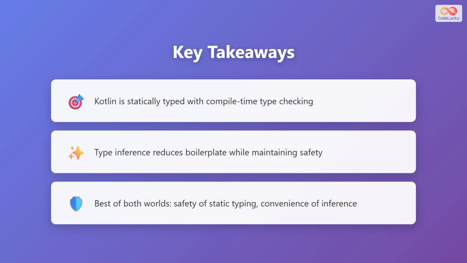Let's recap the key points. First, Kotlin is a statically typed language with compile time type checking, which means errors are caught early. Second, type inference reduces boilerplate code while maintaining complete type safety. And finally, Kotlin gives you the best of both worlds, the safety and reliability of static typing combined with the convenience and cleanliness of type inference. This balance makes Kotlin both powerful and pleasant to work with.